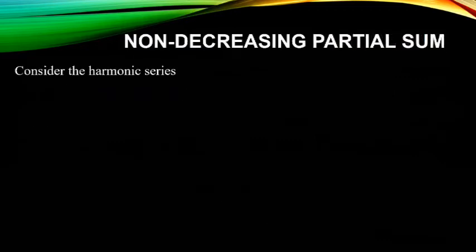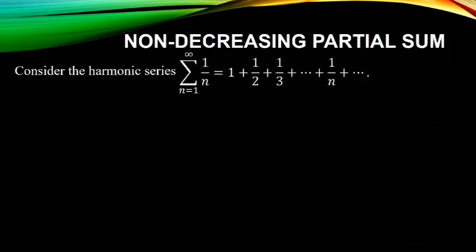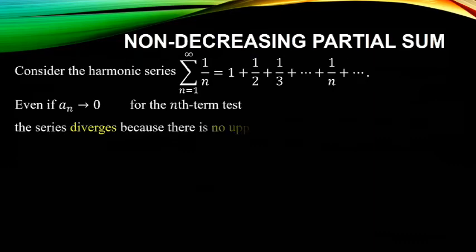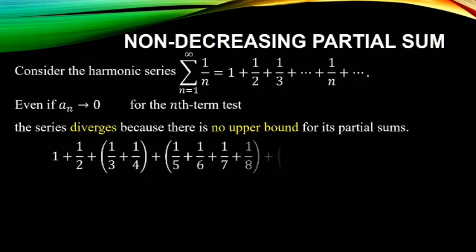Non-decreasing partial sums. Consider the harmonic series, the summation of 1 over n, starting from 1 to infinity. Even if a sub n approaches 0, so the limit of the nth term as n increases approaches 0, for the nth term test, the series diverges. Why? Because there is no upper bound for this partial sum. Okay? Because when you keep adding terms, even though the nth term is approaching 0, you still add values to the partial sum.